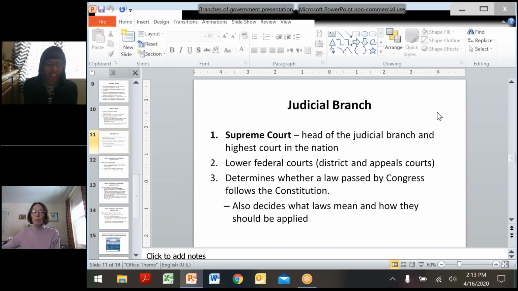Okay, so the judicial branch is the top court in the land, the Supreme Court, and that is the head of the judicial branch and the highest court in the nation. And then there's lower federal courts, which in every state has some federal courts. So those are the district and appeals courts. And they determine whether a law passed by Congress follows the Constitution, so whether it's unconstitutional or constitutional. They also decide what the laws mean and how they should be applied.